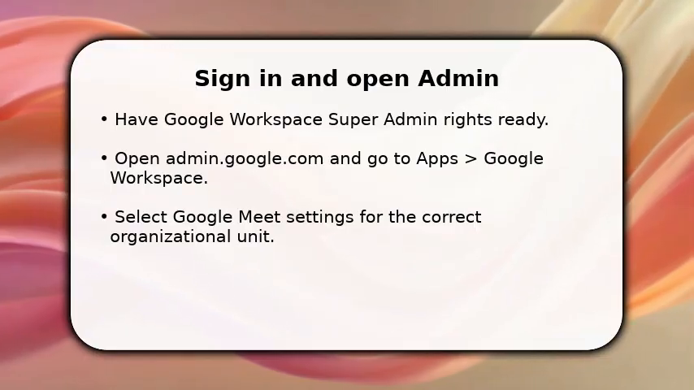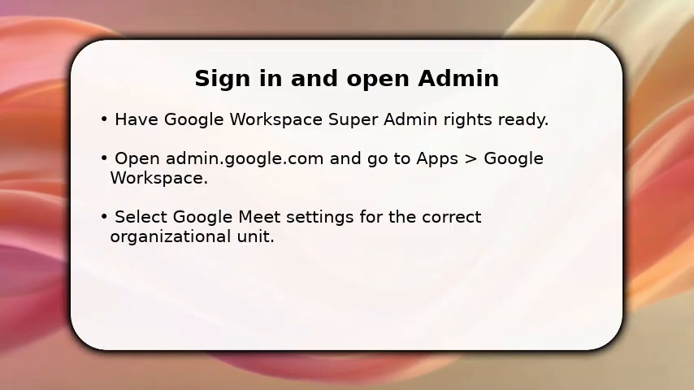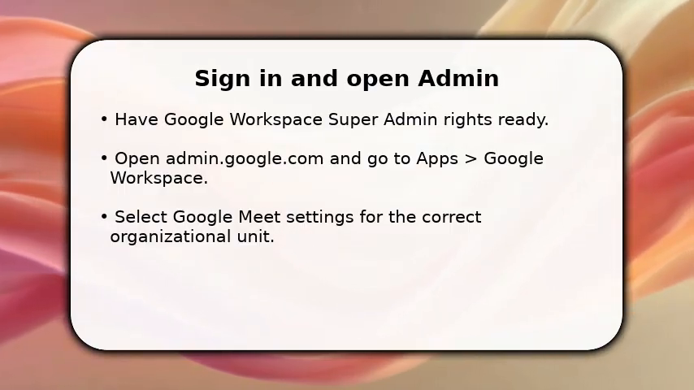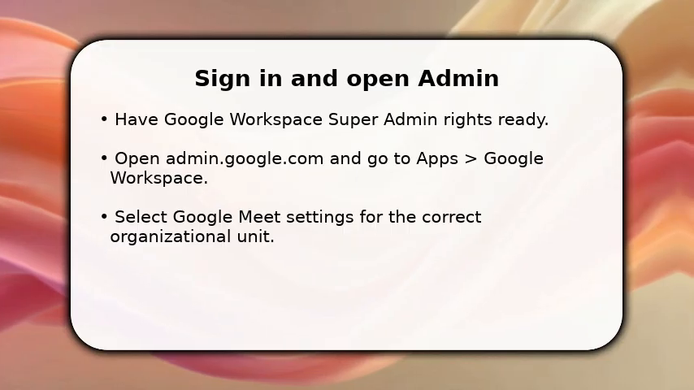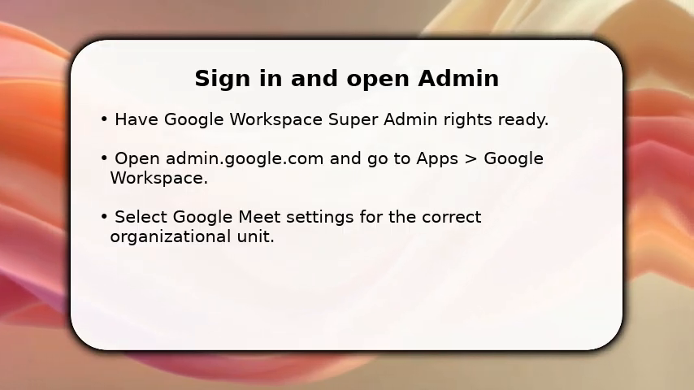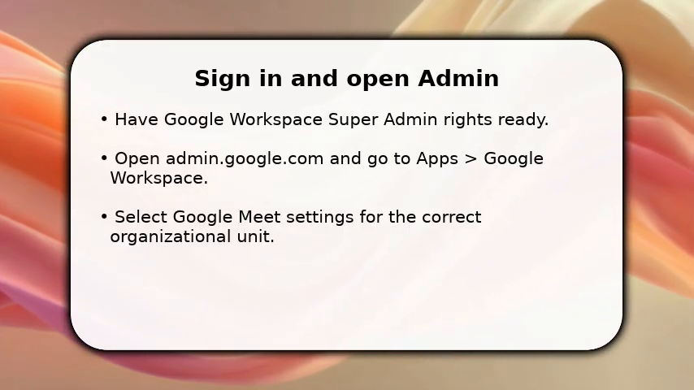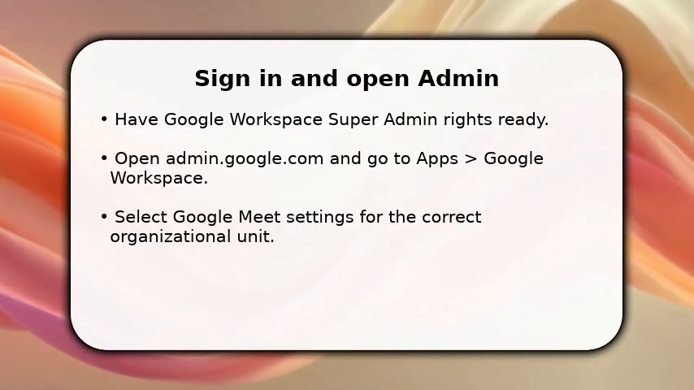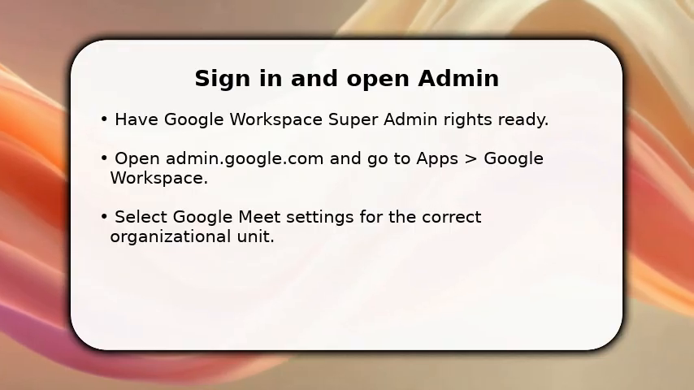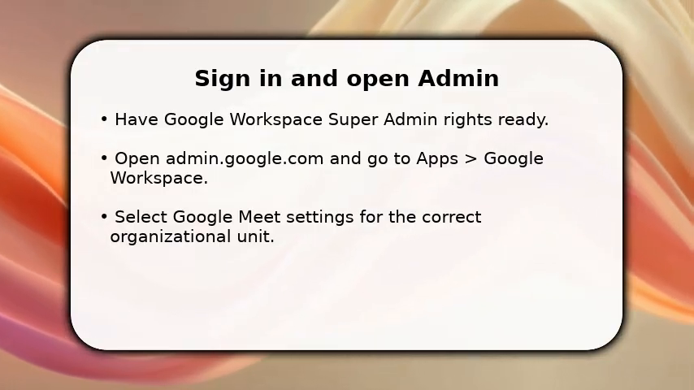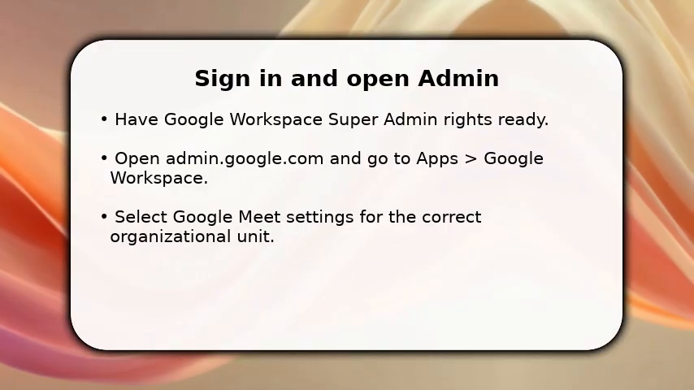You sign in with super admin credentials and go straight to admin.Google.com. Once there, open Apps, then Google Workspace and choose Google Meet settings. Make sure you select the exact organizational unit you want to change because settings apply by org unit. Don't click around aimlessly, go directly to the Meet section.